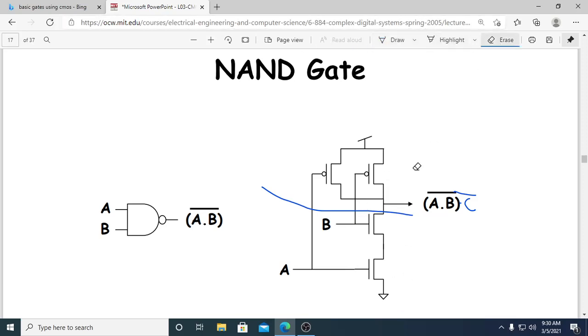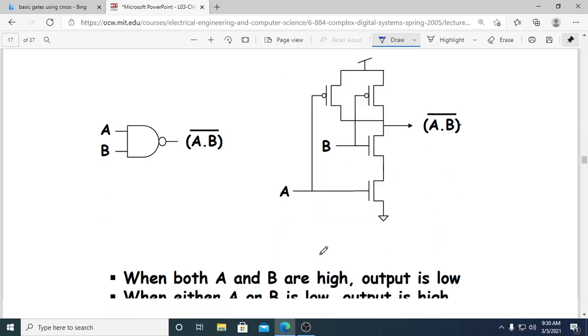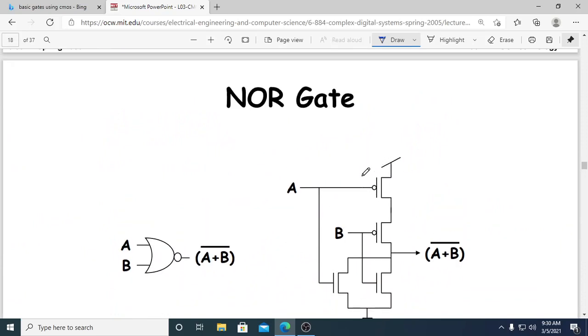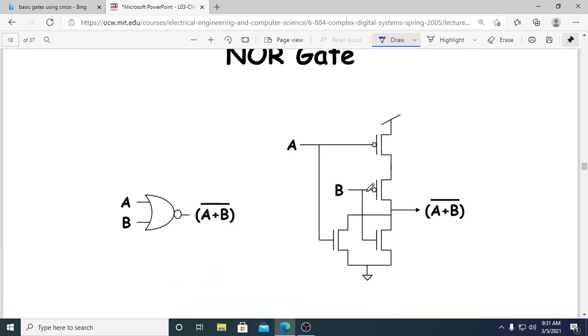So now if you want to design it for an OR gate, how to draw? ORing is there. So the PMOS should be in series, and the NMOS should be in parallel. So we will see the NOR gate operation. You will remember, ORing operation is there, PMOS is in series, and NMOS is in parallel. Okay, parallel.